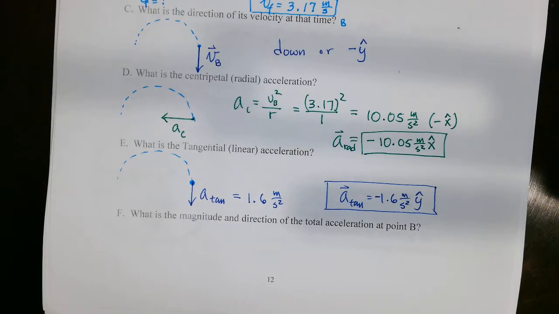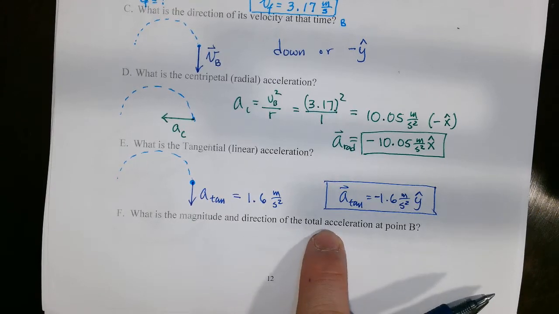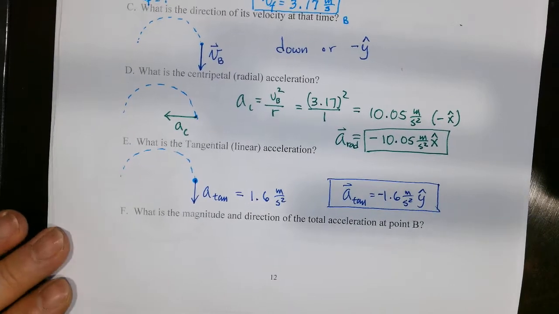All right. Then, F. What is the magnitude and direction of the total acceleration at point B? So, the total acceleration at point B, right?